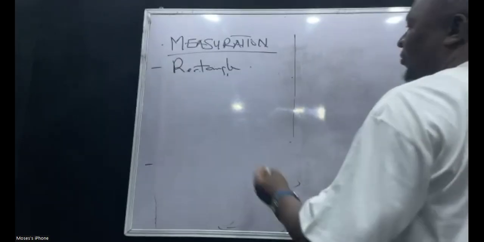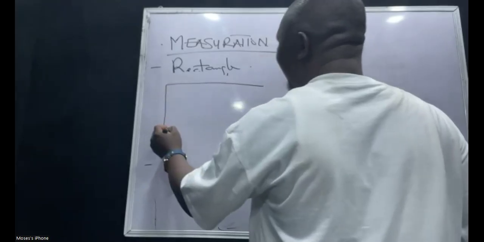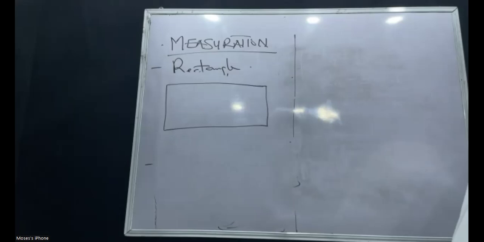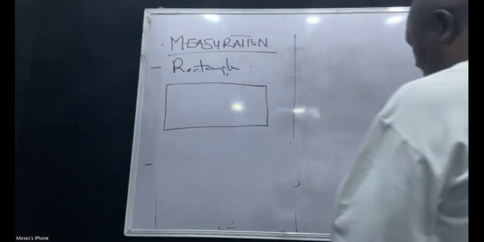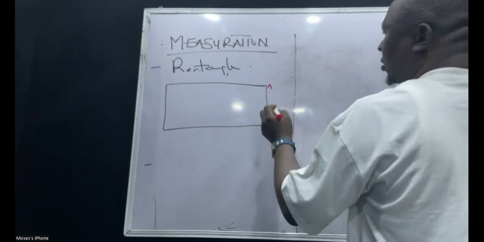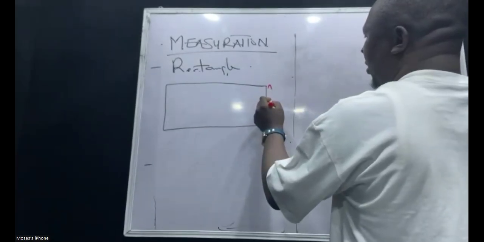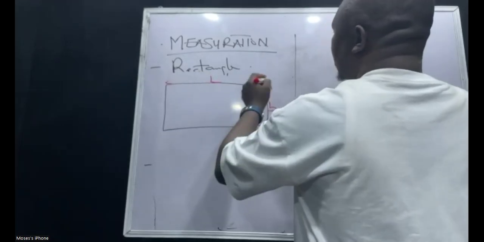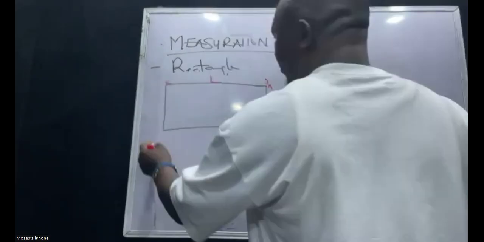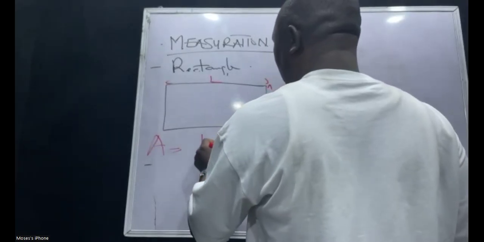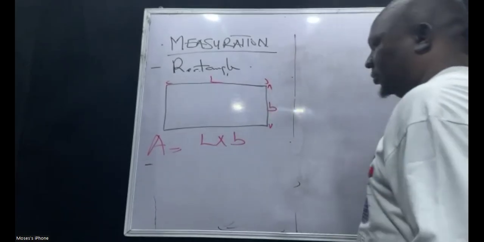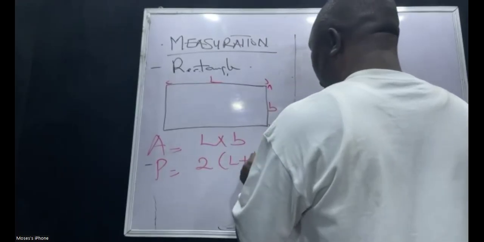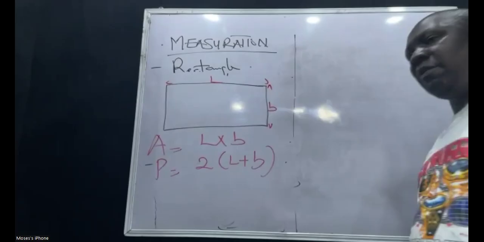Just for a minor purpose, I'm not supposed to draw this, just like this. From here to here is your breadth. Am I right? This is your length. Well, what is the area for a rectangle? Length times breadth. What is the perimeter? The perimeter is 2(L plus B). Note this, it's very important.